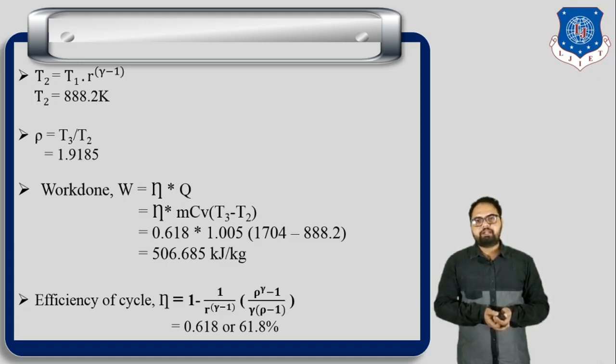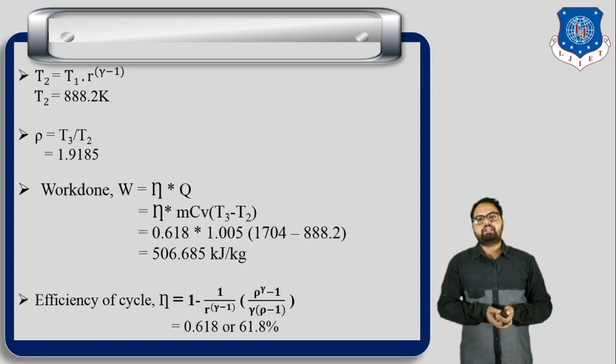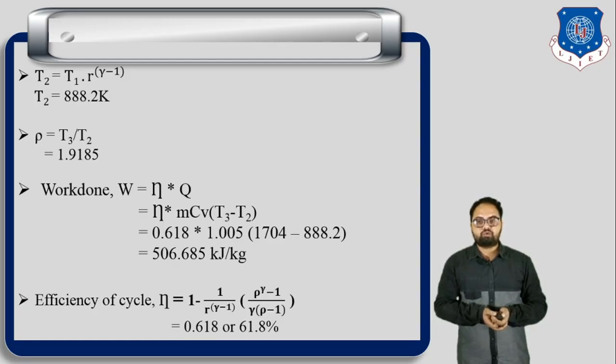So T2 by T1 is equal to V1 by V2 raised to gamma minus 1, and we know that V1 by V2 is equal to R. So T2 is equal to 888.2 Kelvin. By putting this value in the equation of rho, we will get T3 by T2. So rho is equal to T3 by T2, or we can say that V3 by V2 is equal to T3 by T2. We will get 1.9185. That is the cutoff ratio rho.